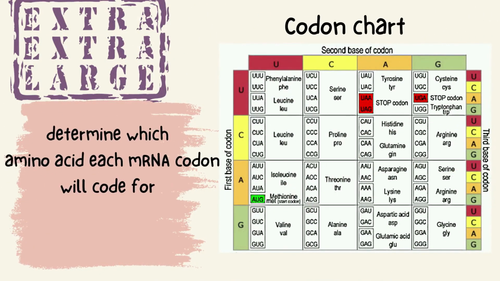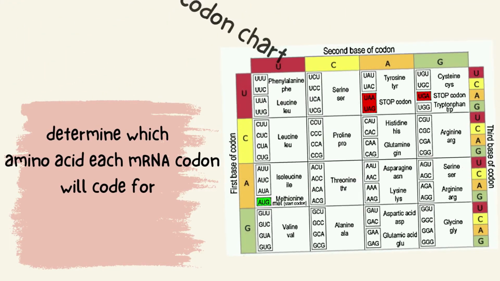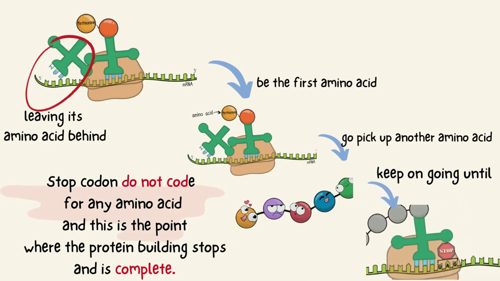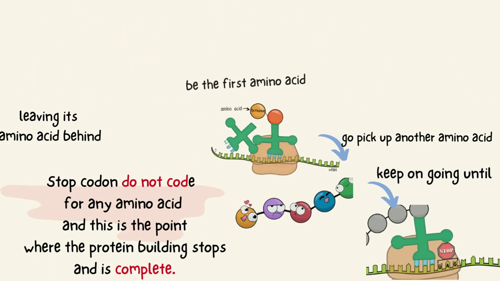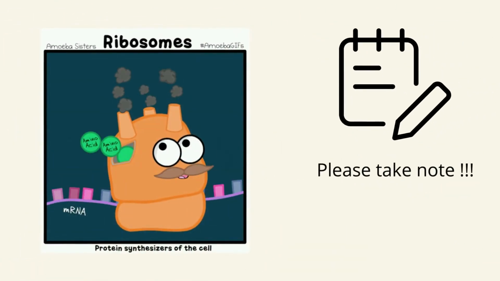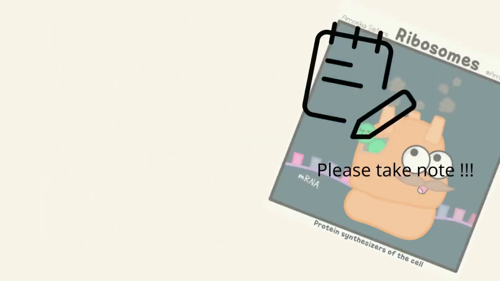Here is some extra information: we can use a codon chart to determine which amino acid each mRNA codon will code for. tRNA will then leave the ribosome, leaving its amino acid behind. That will be the first amino acid for the polypeptide chain. Then tRNA can go pick up another amino acid that is complementary to the anticodon. This process will keep on going until it meets the stop codon. Stop codons do not code for any amino acid, and this is the point where the protein building stops and is complete. Please take note that the process of translation is happening at the ribosome.